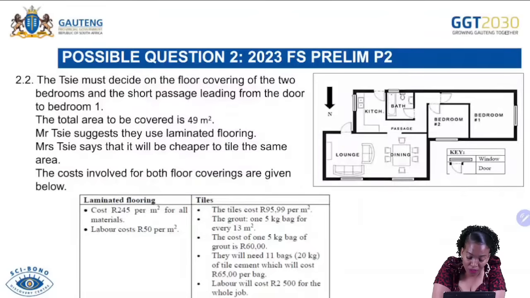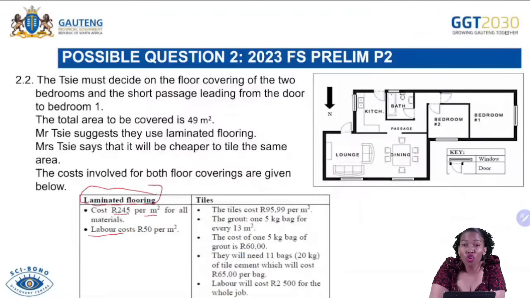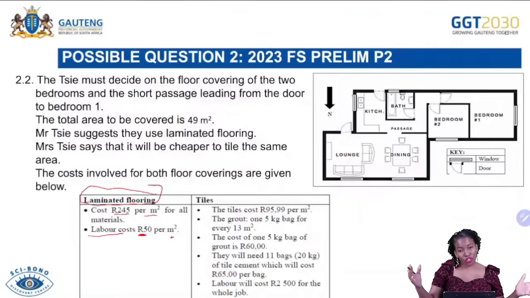So the costs that are involved for both the floor coverings are given below. For laminated flooring, the cost is 245 rand per square meter for all the material that will be used. And then for labor, remember labor, it is someone that's going to do the job. That person is also charging. And how much are they charging? They're charging 50 rand per square meter, meaning that the bigger the place that they will laminate, the more money the Ties will have to pay.